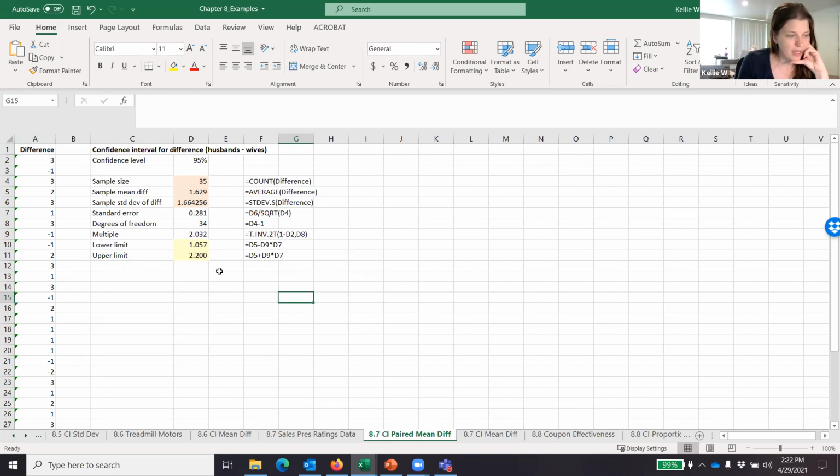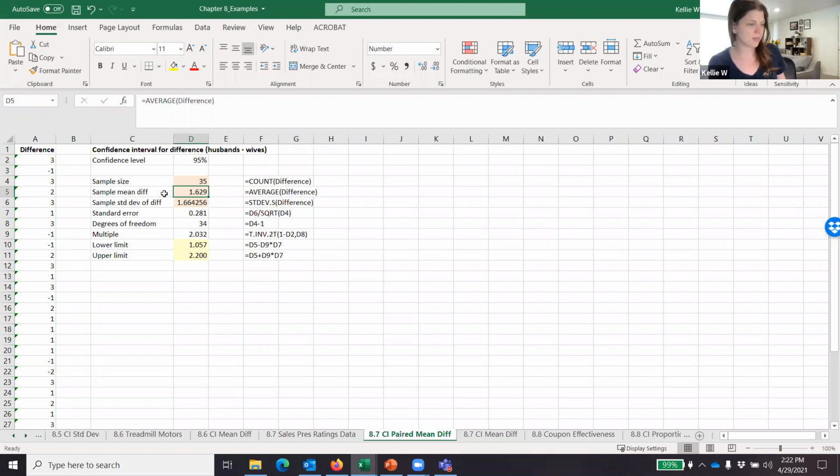When we do that, it looks like they got a sample mean difference between them of about 1.6, but the lower bound was 1.0, so the interval is just about 1 to 2.2.